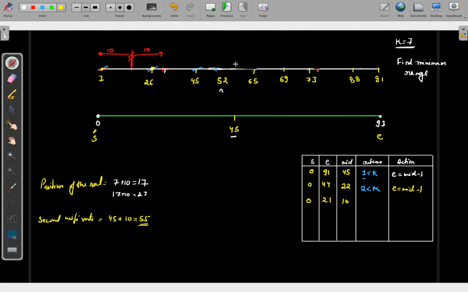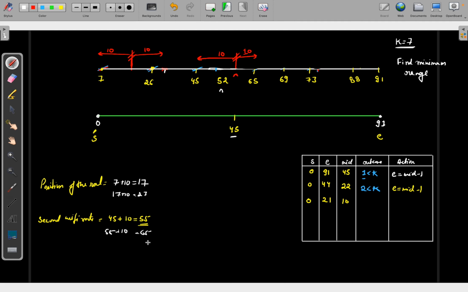So 55, that means here I will plant, and basically if I go back, it will be 45. So yes, this house will get the Wi-Fi supply, and 55 plus 10, then it will become 65. Okay, so 65 till here get the signal, and 55, that means here.